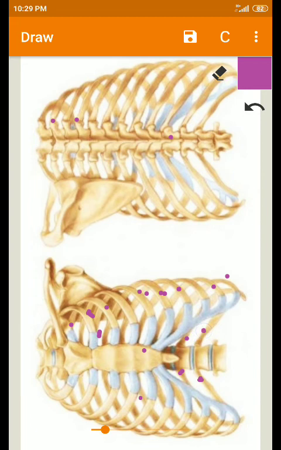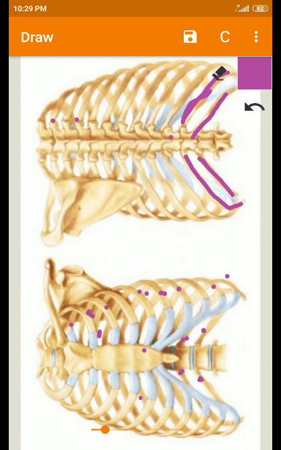These ribs are attached on the posterior aspect only. Here you can see, this is the 12th rib and this one is the 11th rib. They end up here and will not come to the anterior aspect. So these ribs are free, and these 2 pairs of ribs are called floating ribs.